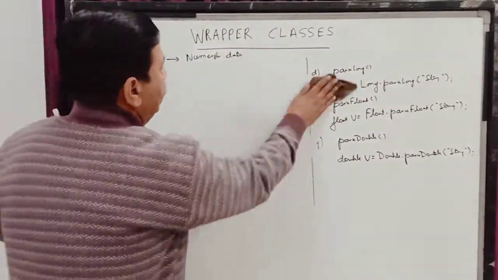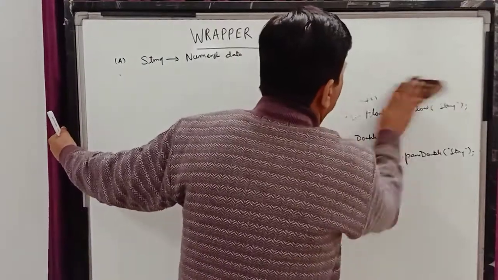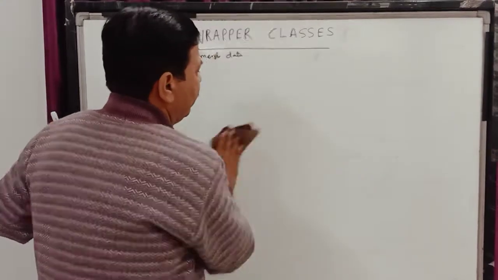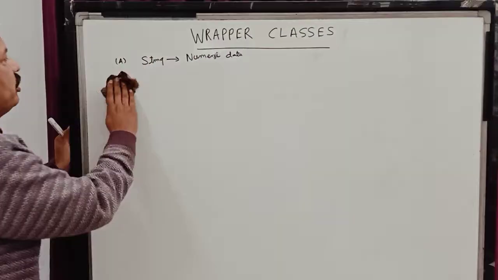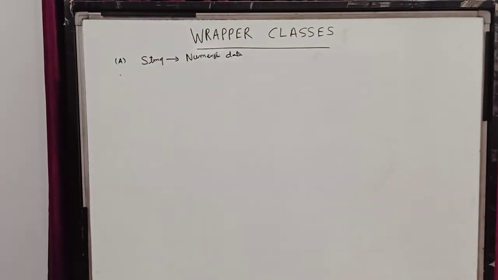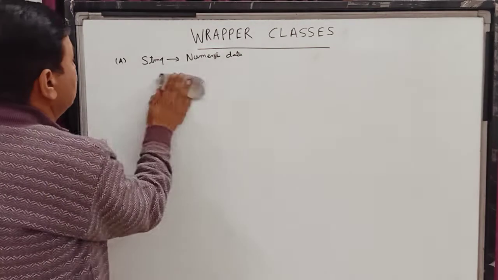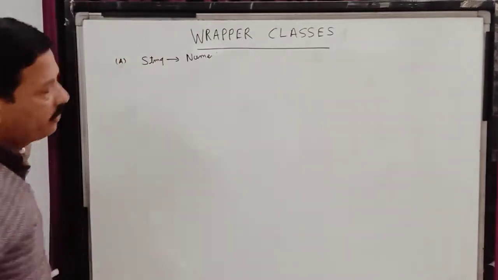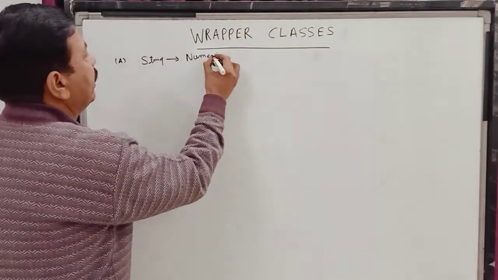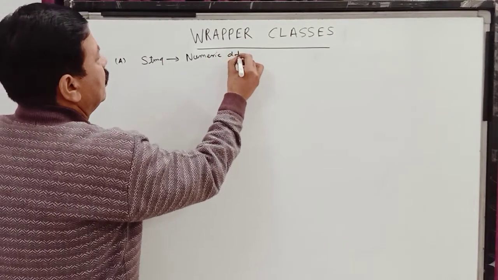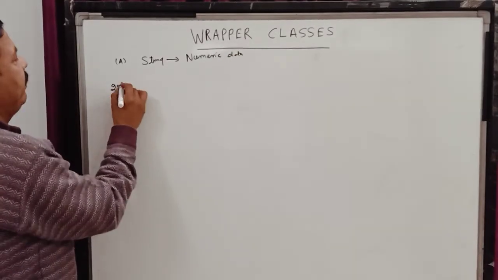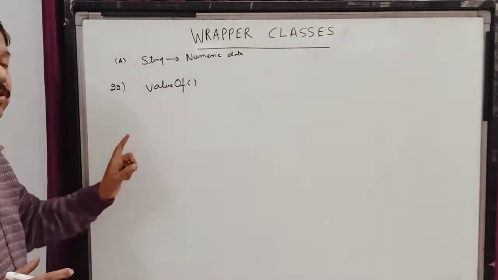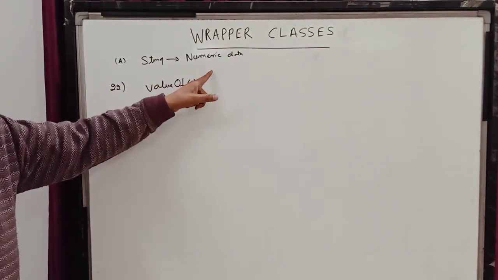Now, children, we even have another function which converts string data into numeric data, and the next function I am talking about is valueOf. So valueOf is also doing the same task. It is also converting string data into numeric data, and this function is the 22nd, valueOf.